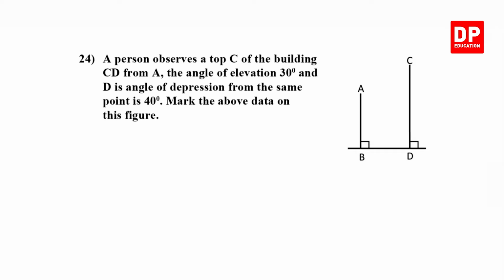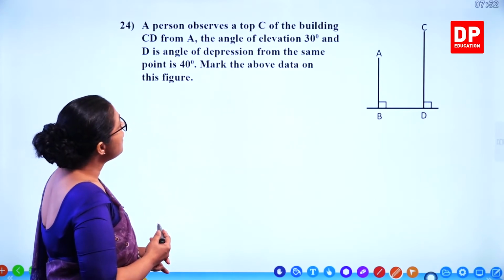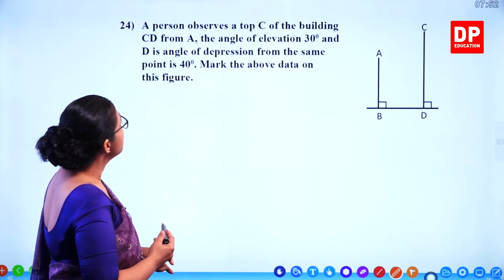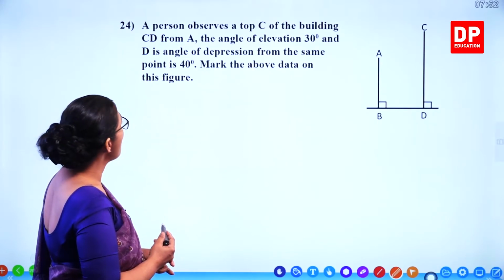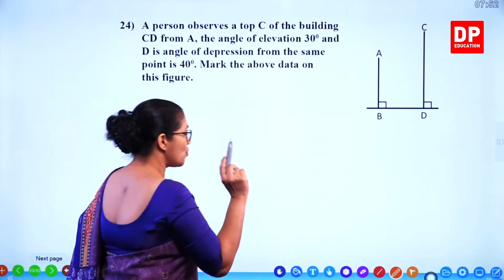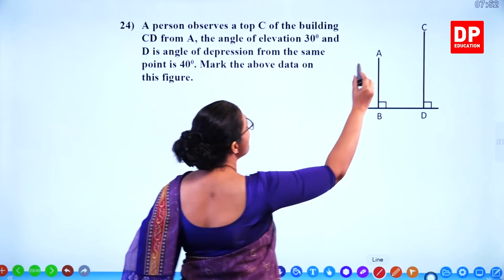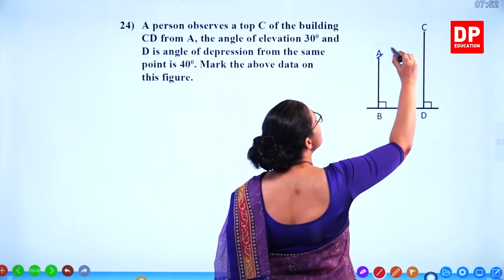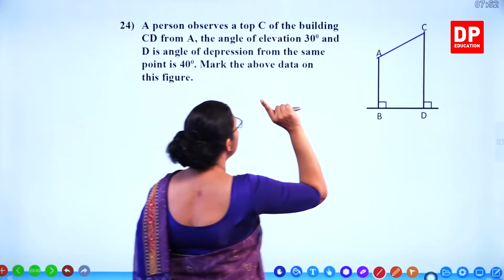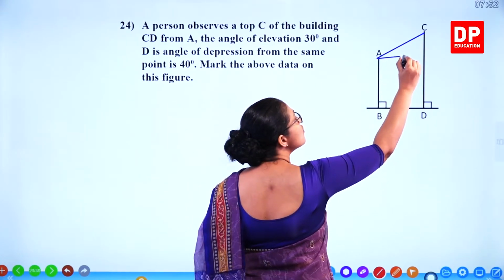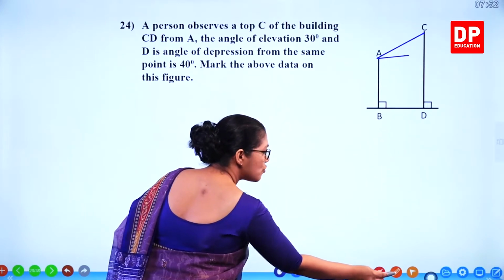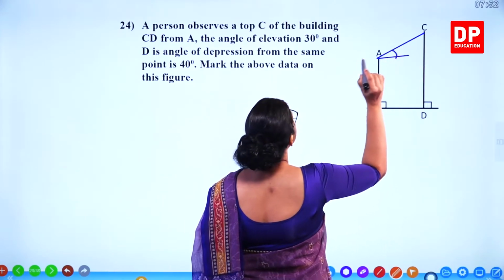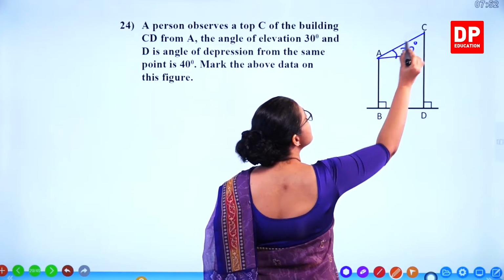Now look at question number 24. A person observes a top C of the building CD from A. The angle of elevation 30 degrees and D is angle of depression from the same point is 40. So here when you observe from this point to the top of this, it says angle of elevation is 30. So that means to the horizontal line, you have to draw the angle here. This is given 30 degrees.